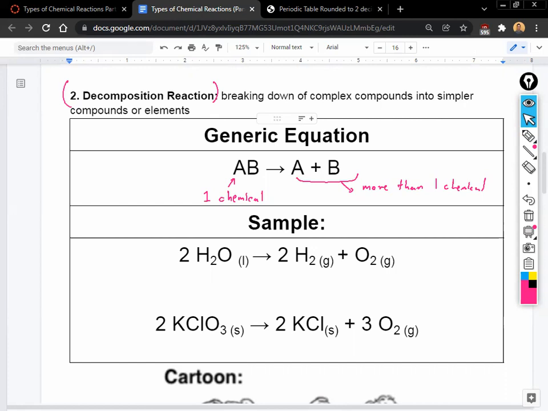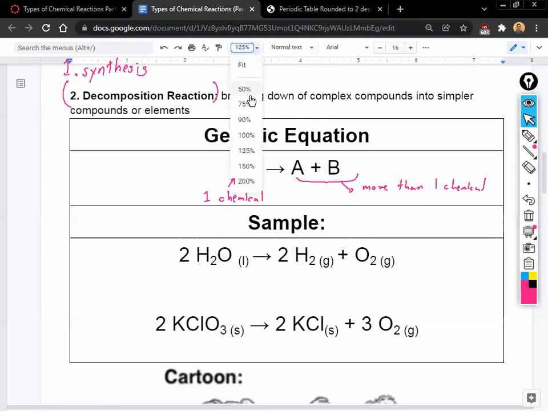Oh, let me write it there for you. It was synthesis. I'll write it for you right now. First one was synthesis. Okay, so again, decomposition is where you have one chemical and it breaks down into more than one.